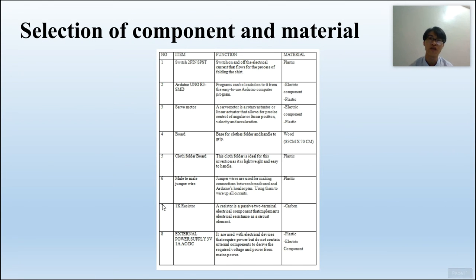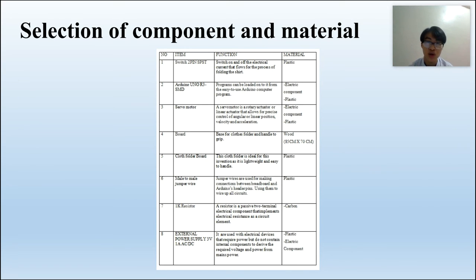This one is the selection of the component and the material. First, I use the switch 2-pin SPST. SPST is single pole, single throw, and it is used to let the current flow. And then Arduino Uno, here is where we do the Arduino program. And the third one is the servo motor. Servo motor is used to drive the rotary actuator or linear actuator.